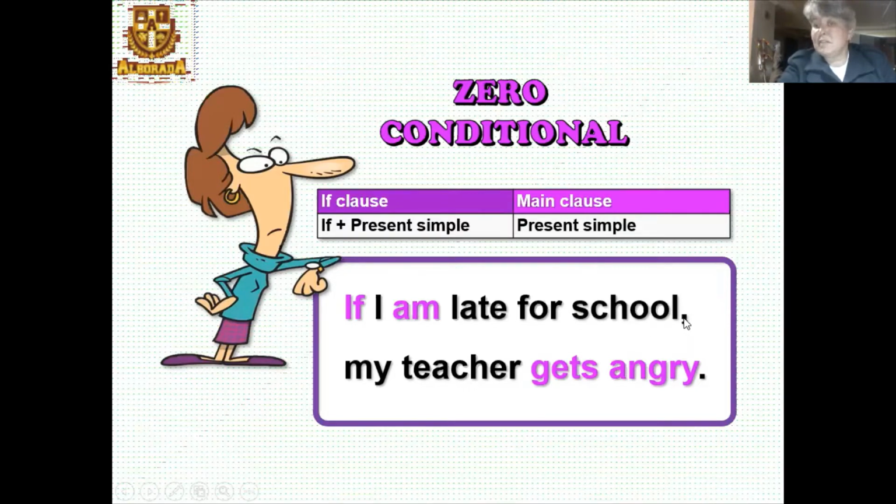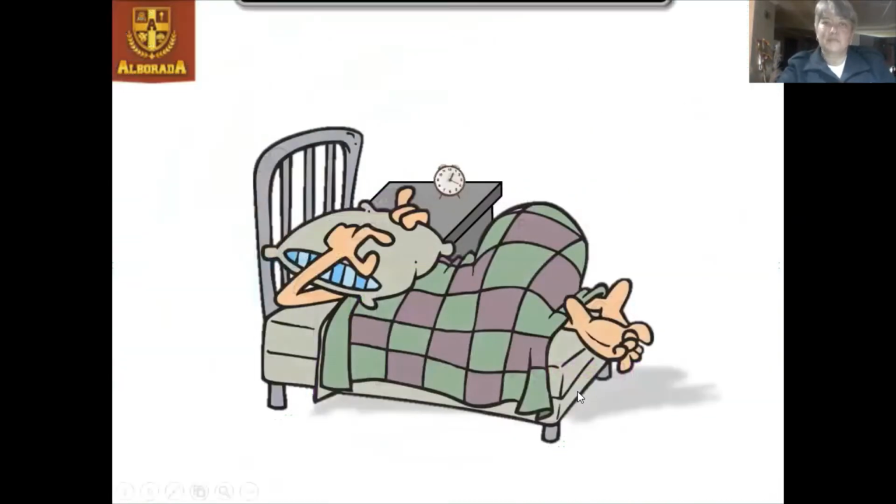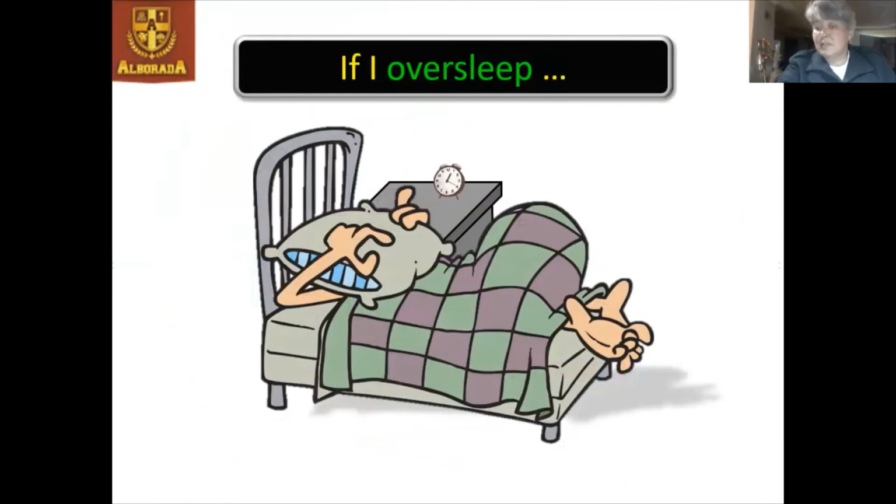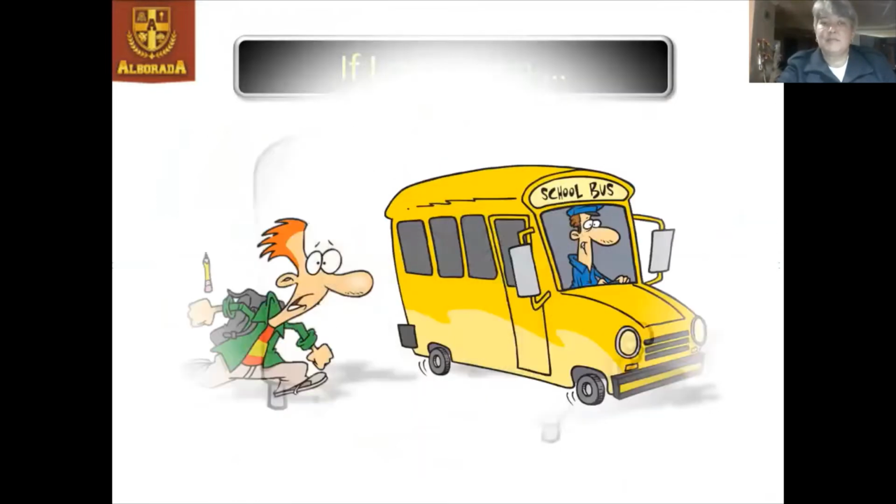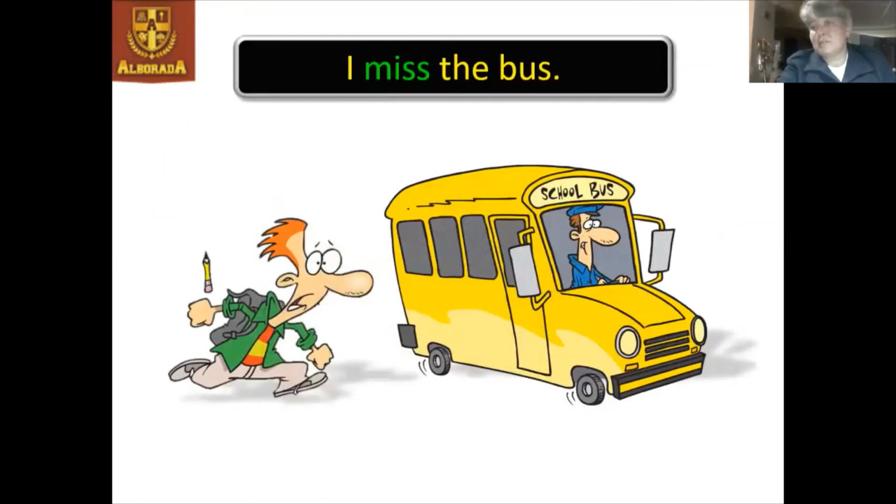After the if clause, we write a comma, and then we build the main clause, or the second sentence that conforms the zero conditional. And we can see here that gets, the verb, is in present simple. Let's see some other examples. If I oversleep, you see again the word if and the verb in present simple, I miss the bus. Miss, again in present simple.